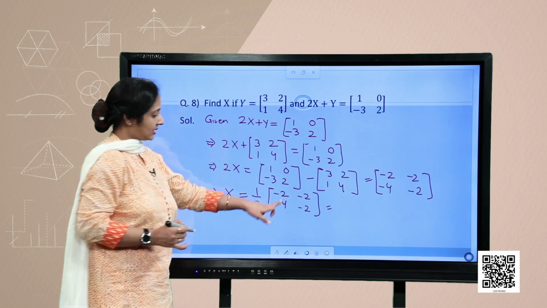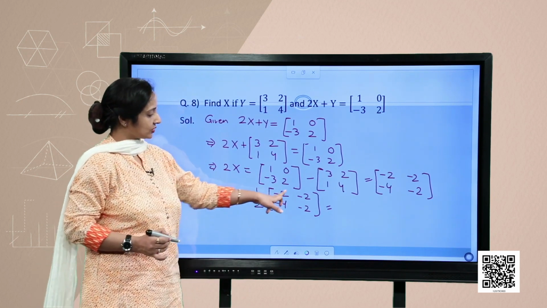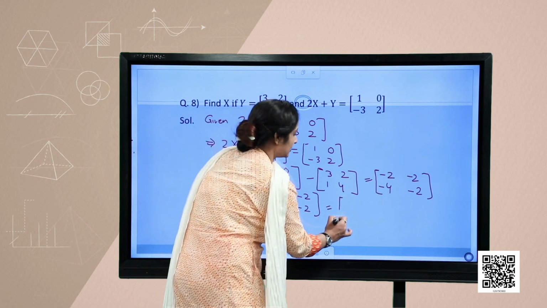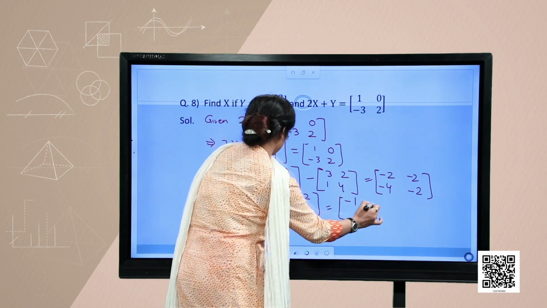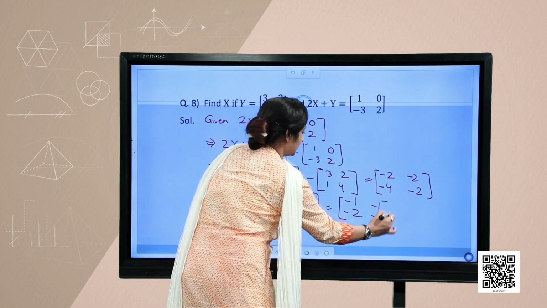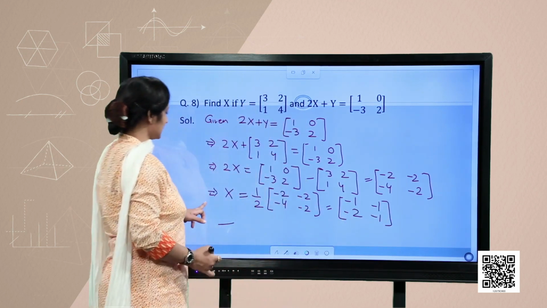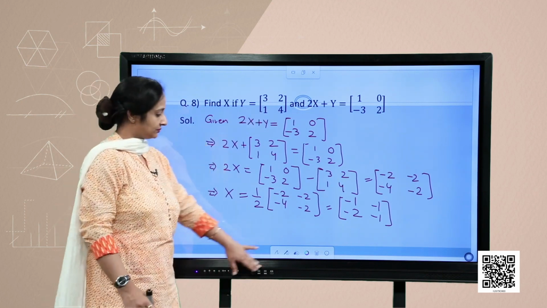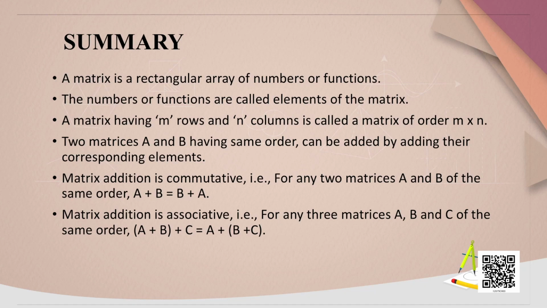So, this is scalar multiplication again. Half is to be multiplied by each and every element and your final answer will become minus 1, minus 2, minus 1, minus 1. So, that becomes answer for this matrix X, and that completes your question. So, let us summarize whatever we have learned in this video.